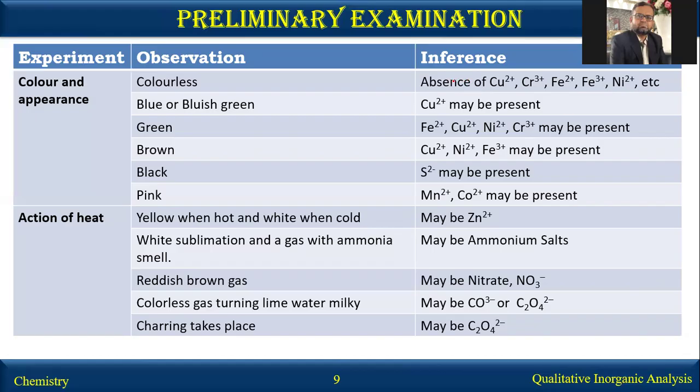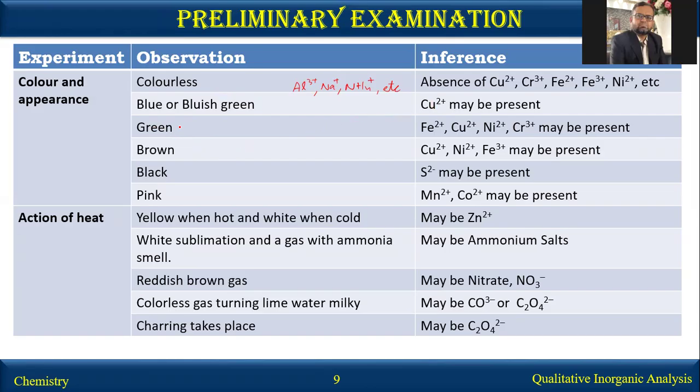So if these are absent, then what could be present? There could be aluminum ion, sodium ion, ammonium ion, and there is a long list of cations which give a colorless solution. And usually the color of the solution is observed instead of the salt, although we can observe the color of the salt as well. If the salt or its solution is blue or bluish green, then there are more chances of copper, copper 2 plus.